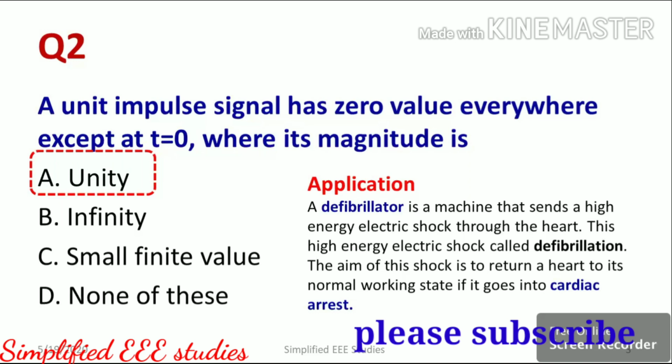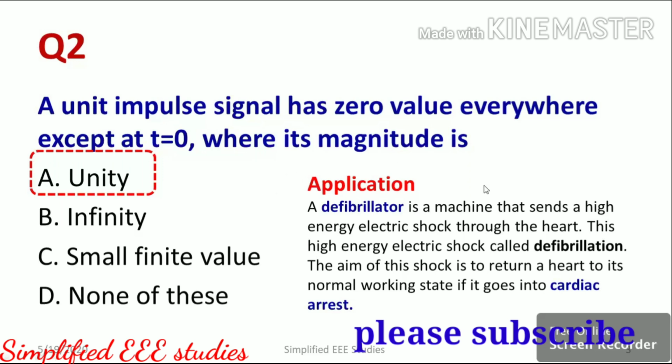Look at the question: in place of unit impulse signal, if I put an impulse signal has 0 value everywhere except t equal to 0, where its magnitude is, then if unit is not there, your answer will be infinity. You have to read the words very carefully. Now it is a unit impulse signal, so the magnitude will be unity only, 1. But if I remove unit here, then for an impulse signal the result will be infinity.